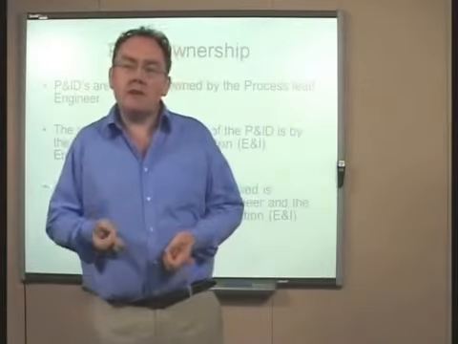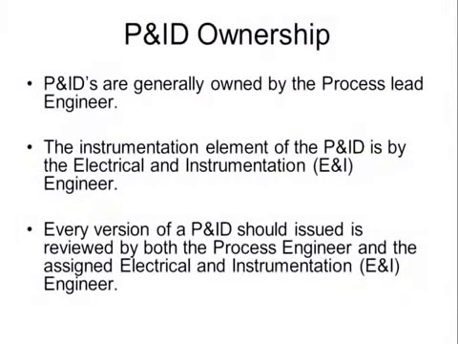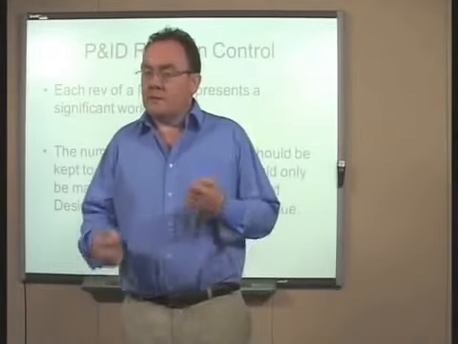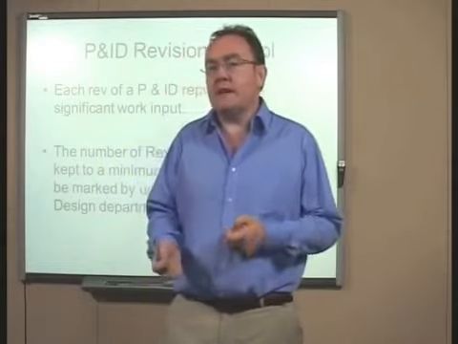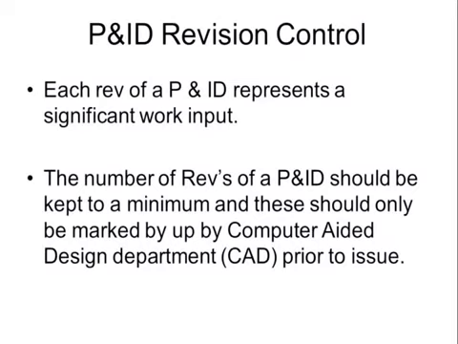Now, P&IDs are generally owned on the project by the process lead engineer. The instrumentation element of the P&ID is owned by the electrical and instrumentation engineer. Every revision of a P&ID issued is reviewed by both the process engineer and the assigned electrical and instrumentation engineer. With respect to revision control, each revision of a P&ID represents a significant work input. The number of revisions of a P&ID should be kept to a minimum, and these should only be marked up by the CAD department, the Computer Aided Design department.